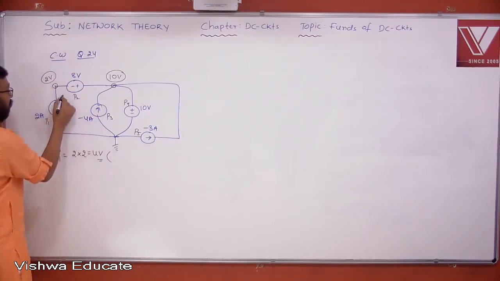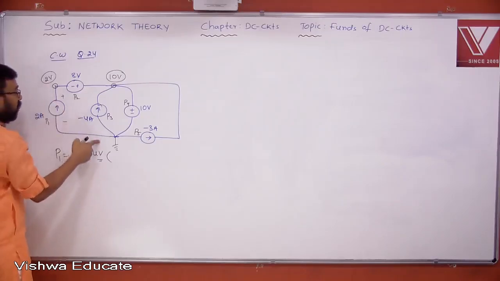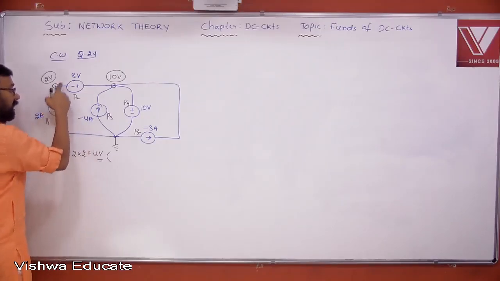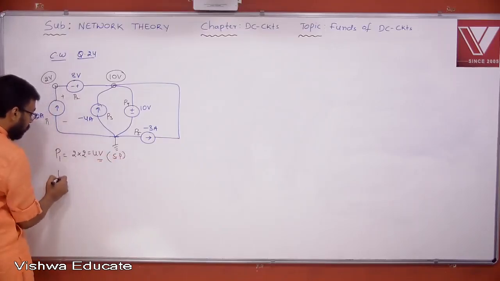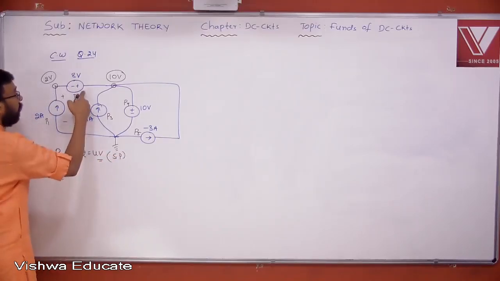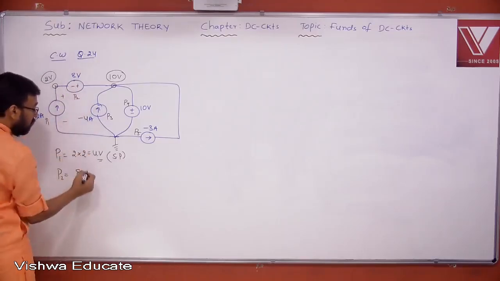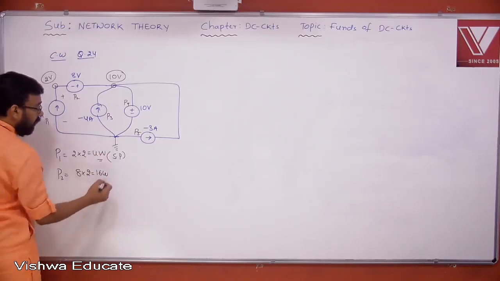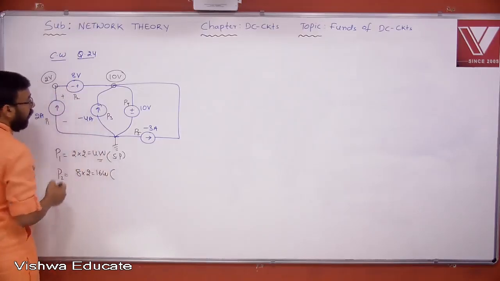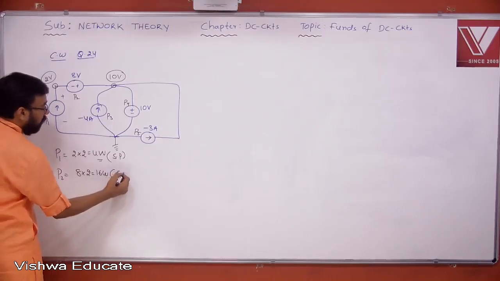What is the voltage now here? 2 minus 0, which means this is plus, this is minus. Current is leaving from positive, therefore it is supplied power. Next, P2. 8 into 2 because they are in series, 16 watt. Current is entering into negative, nothing but leaving from positive. Therefore, supplied power.